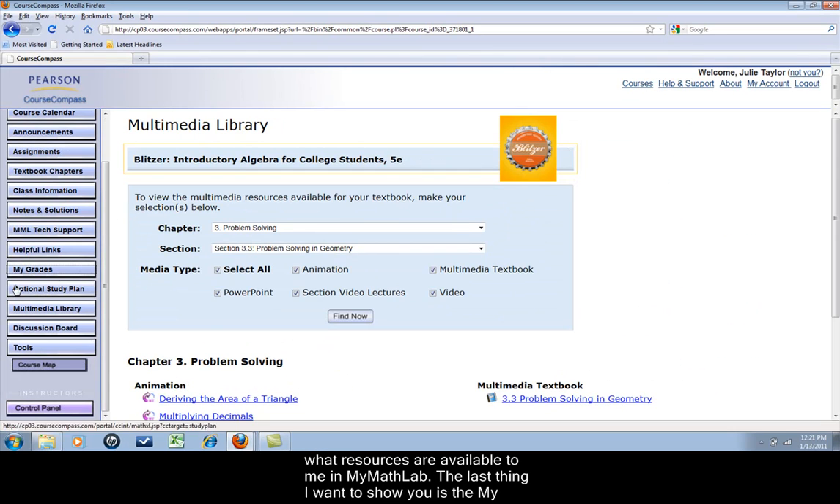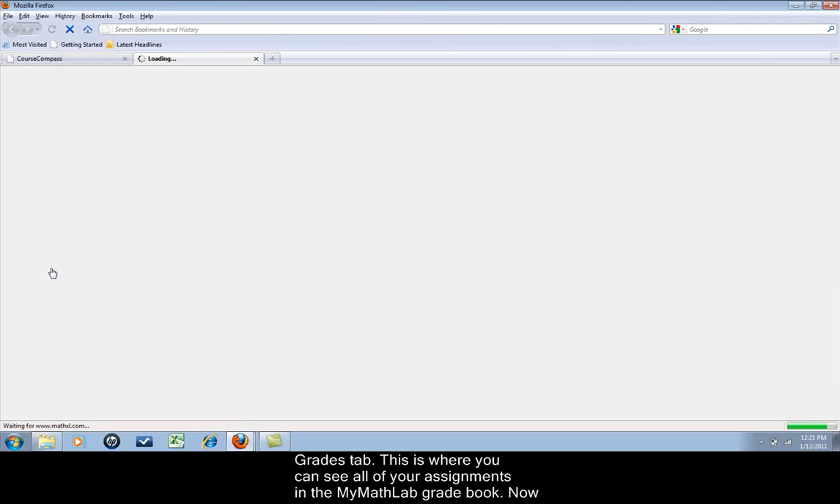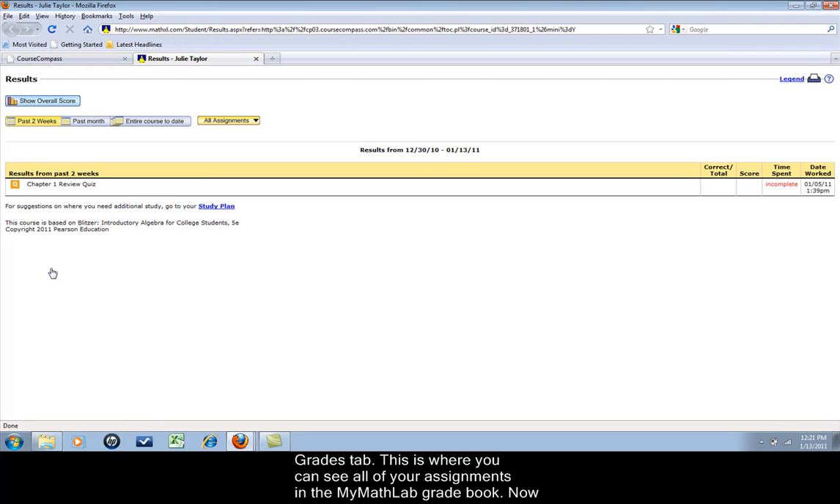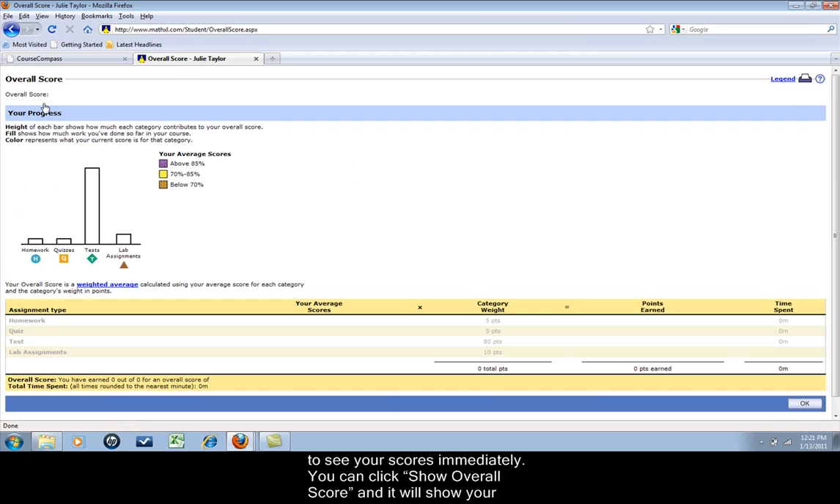The last thing I want to show you is the My Grades tab. This is where you can see all of your assignments in the My Math Lab gradebook. Now, homework, quizzes, and unit tests will show up in here automatically, so you'll be able to see your score immediately. You can click Show Overall Score, and it will show your average up here. I haven't completed anything, so it's not showing an average, but it will be up here at the top.